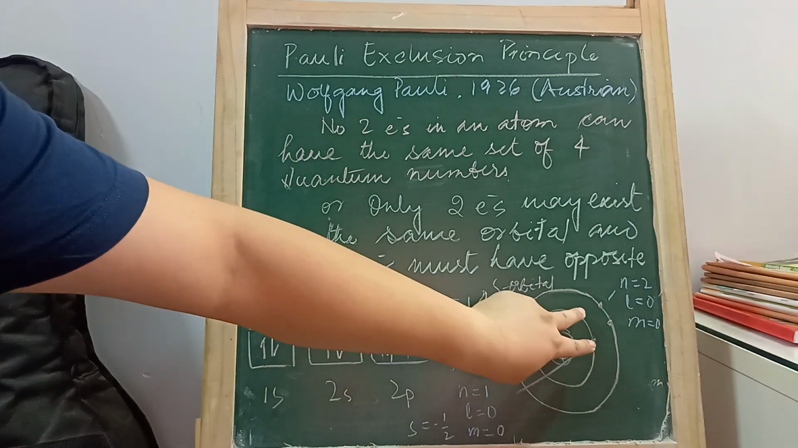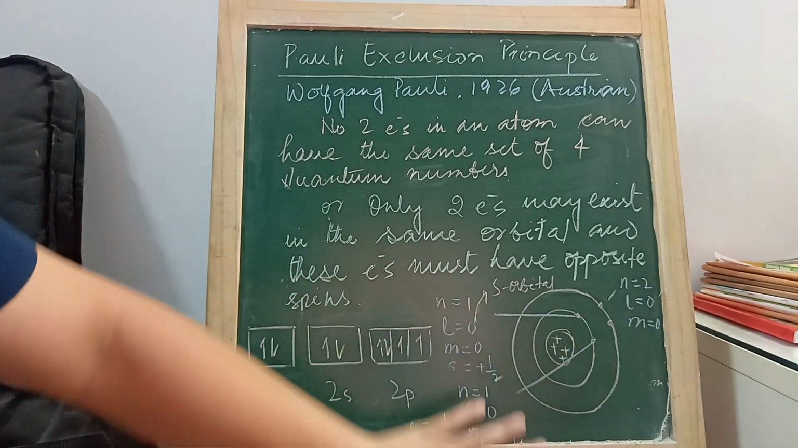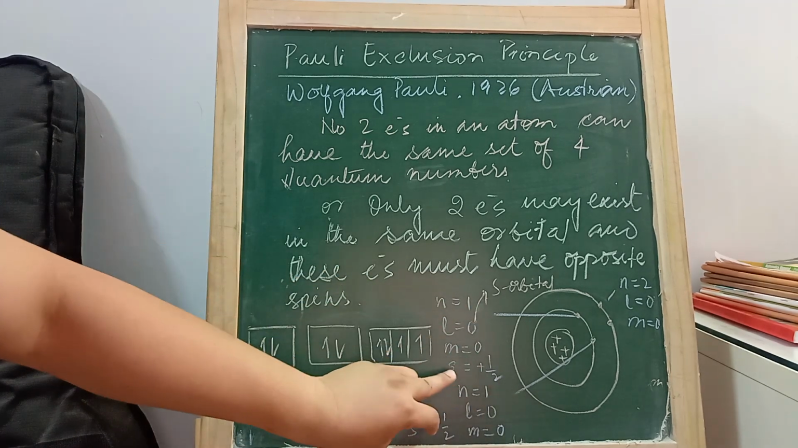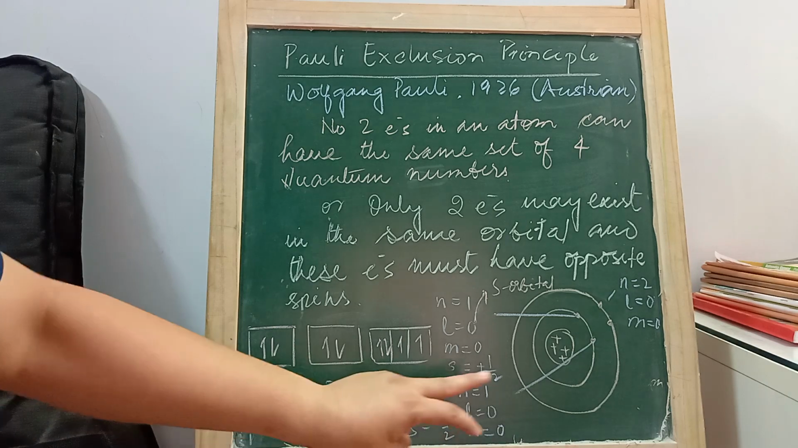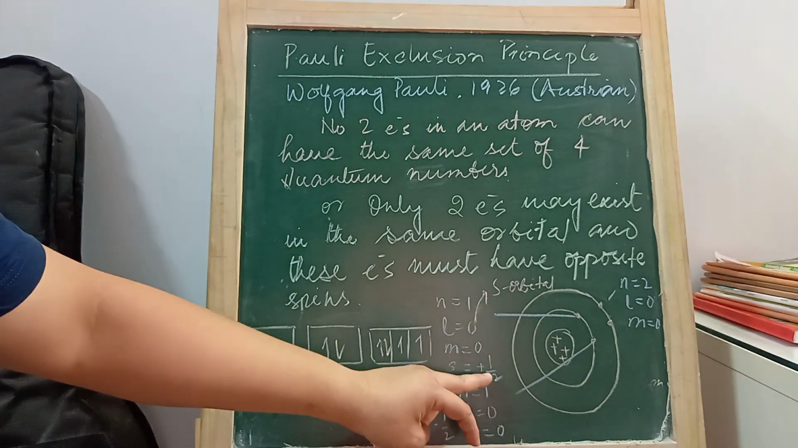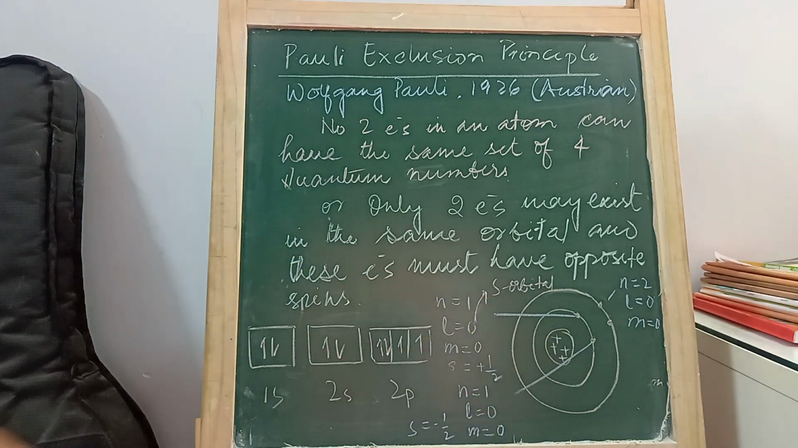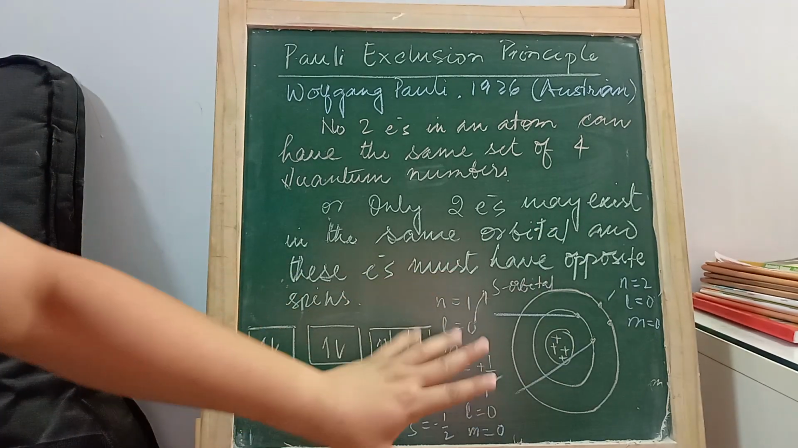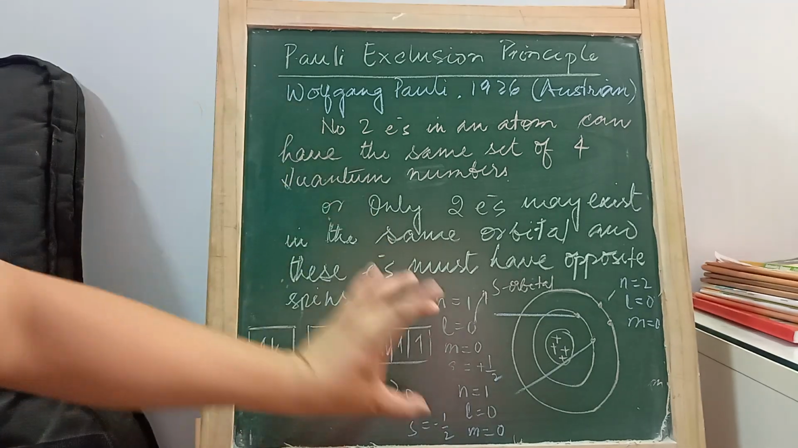These two electrons are supposed to not have all the quantum numbers the same, and we find that three of them are the same, but the last one, the spin quantum number, is different. One has a plus half value, the other has a minus half value. So, no two electrons in an atom can have the same set of four quantum numbers. This has been explained over here.